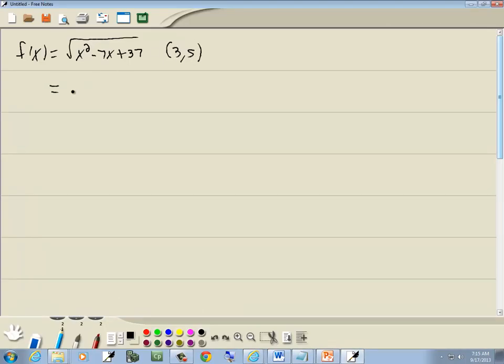Well, we never want to leave it in radical form, so I'm going to rewrite this as x squared minus 7x plus 37 to the 1/2 power. Square root is always a 1/2 power. Now we have parentheses to a power, so we can easily find the derivative. So step 1.